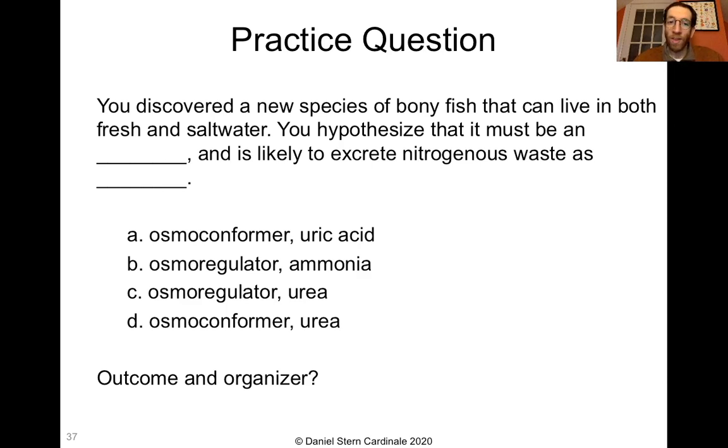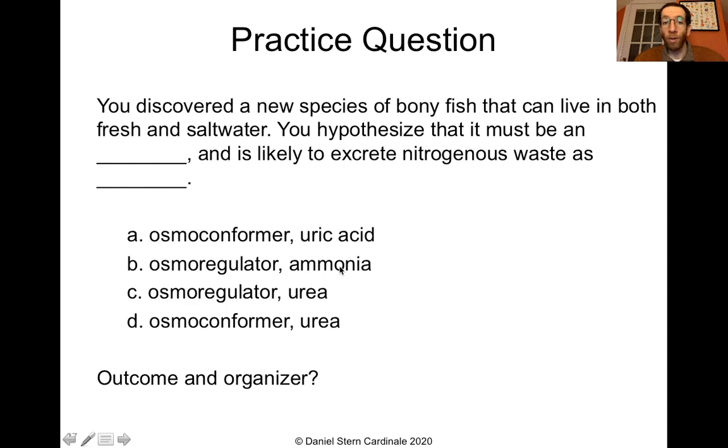The first thing you should be thinking of is it's going back and forth between saltwater and freshwater, which means it must be an osmoregulator. Good. So it's an osmoregulator, which means the answer is either going to be B or C. And since it's living in water, oceans for at least part of its life, how is it probably getting rid of its waste? Well, it's probably getting rid of its waste via ammonia.